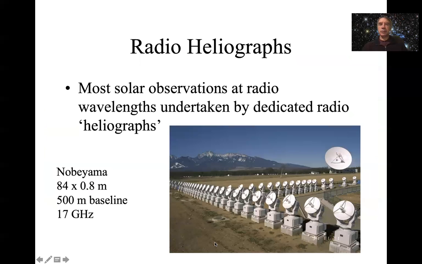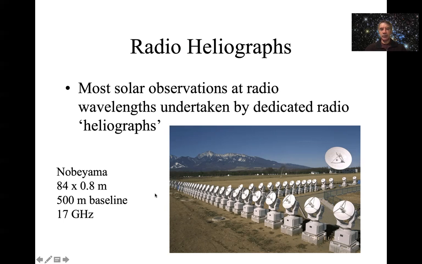So most radio observations of the sun are done with dedicated radio telescopes that only study the sun. They're designed to look at the sun. These are referred to as heliographs. So there's a long history of this. Here is a picture of one of the ones that's done a lot of work in more recent times in Japan. So nothing to do with a big dish in the background. So that's a radio astronomy dish. It's this array of small dishes here.